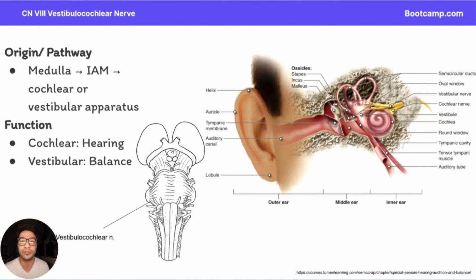So next we got cranial nerve 8. This is the vestibulocochlear nerve. This again is going to arise just lateral to our facial nerve. So here was that cranial nerve 7, our facial nerve.